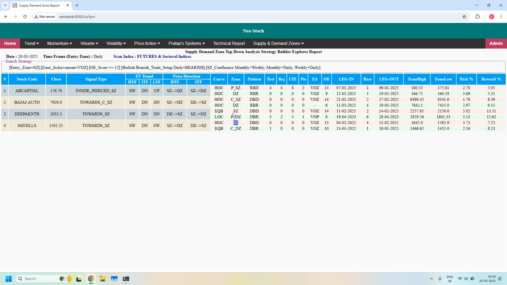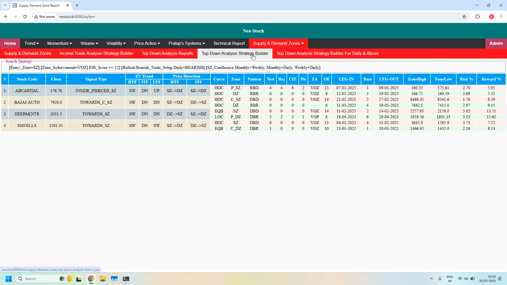So daily supply zones are overlapped with weekly supply zones, and both together overlapped with the monthly supply zone. But all trends are sideways for all these stocks, so no need to check for monthly EMA confluence because it does not give any advantage. Okay, this is the bearish trade setup for monthly income trade.